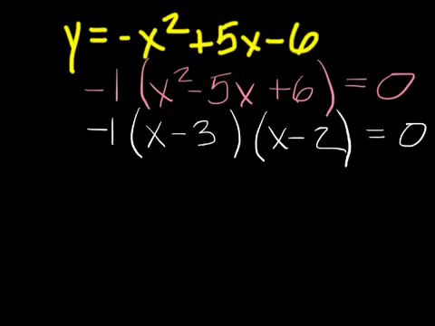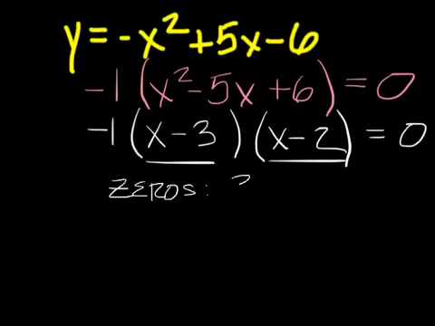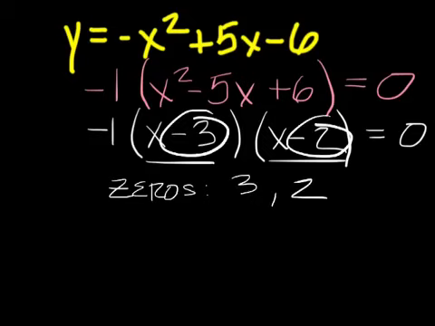Well, the x squared is taken care of by this point here. When you go back and multiply them out, you would get back to this. That's why there's no x squared here. Okay, so your zeros are what? 3 and 2, the opposite of these items there.